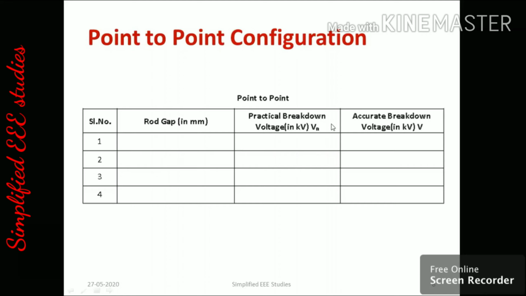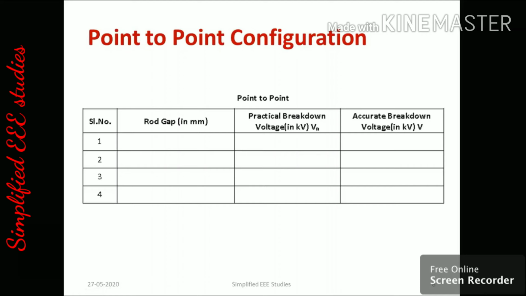For example, for 10 mm you are supposed to note down the practical value of breakdown voltage. For 20 mm you are supposed to measure the practical value of breakdown voltage. Likewise, it should be tabulated. Thereafter, you can calculate the accurate breakdown voltage by considering air density correction factor. Similarly, you can do the measurement by using point to plane and plane to point configuration. Okay, the procedure remains same.